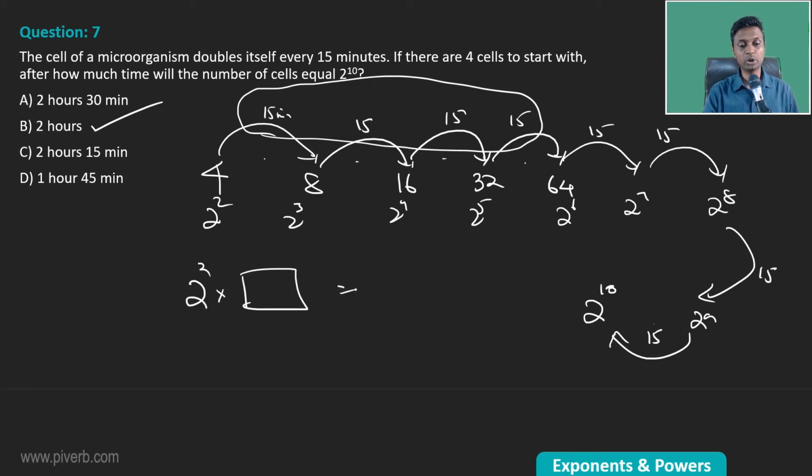What should we multiply with to get 2 power 10? We should multiply with 2 power 8. Or we need to have 8 sets of 15 minutes, which is 2 hours.